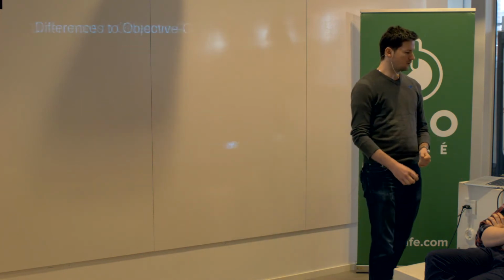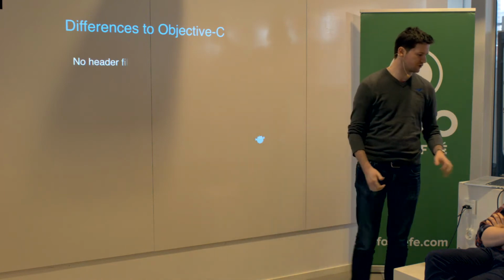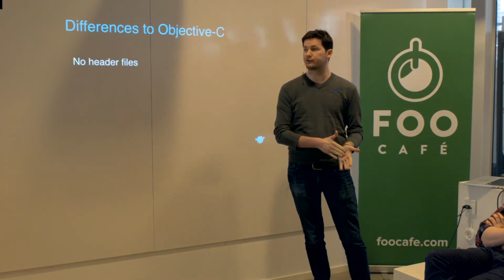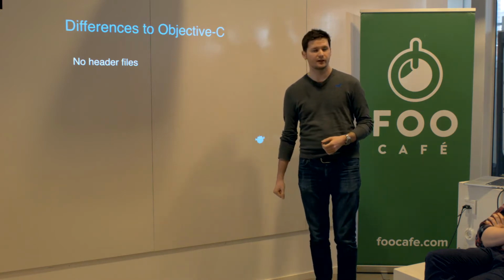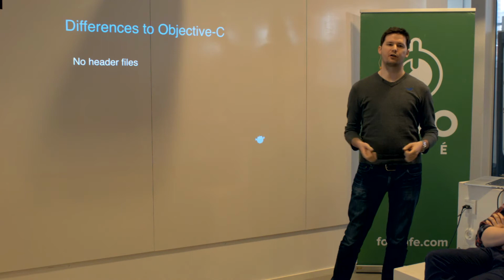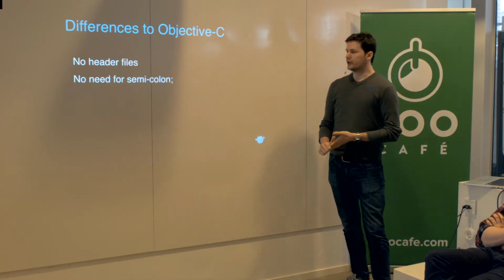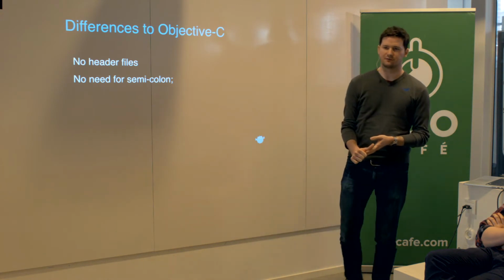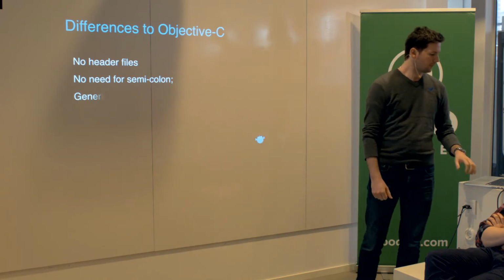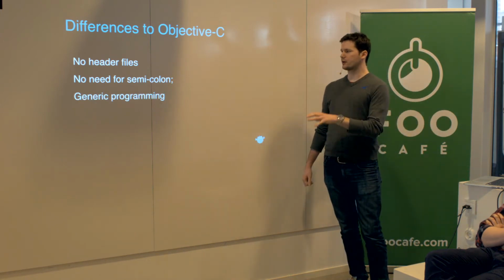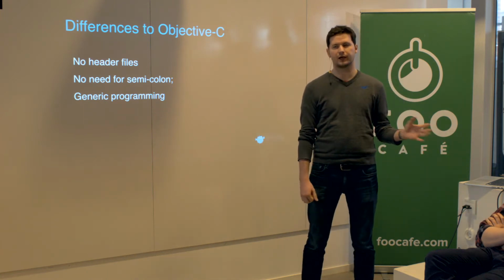So, what are some of the differences compared to Objective-C? Well, first of all, there's no need for header files, which is a welcome thing, at least according to me. Everything kind of just is automatically imported to you. We don't need the semicolon anymore. You are allowed to use it if you want, but there's no requirement for it.